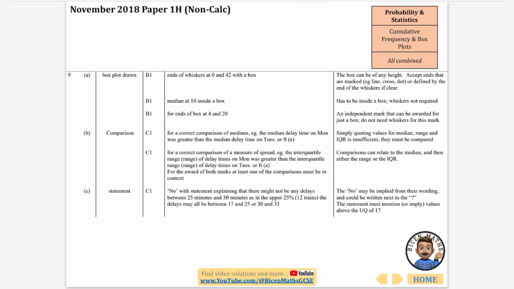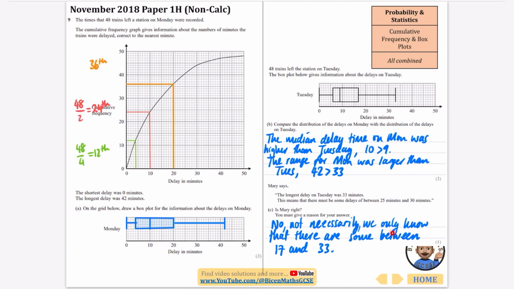So we've got the correct values for this bit for the box plot, and we've got the correct comparisons of the medians, and it does want one of the things that is in context. The last part is no, with the statement explaining there might not be any delays between 25 and 30, as the 25% may be between 17 and 25, or 30 and 33. So not necessarily, we only know that there are some between 17 and 33. So I guess we should say, not necessarily, yeah, we've already said it, we don't want to over-explain it, okay?